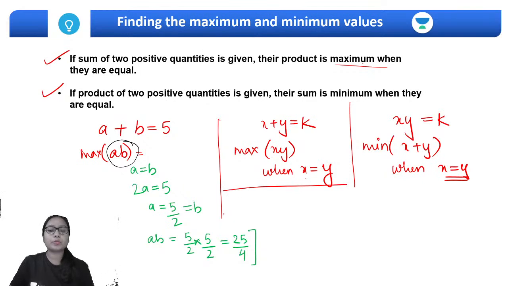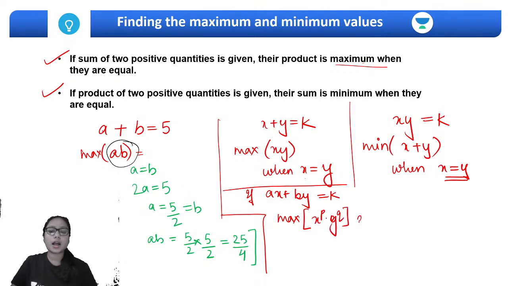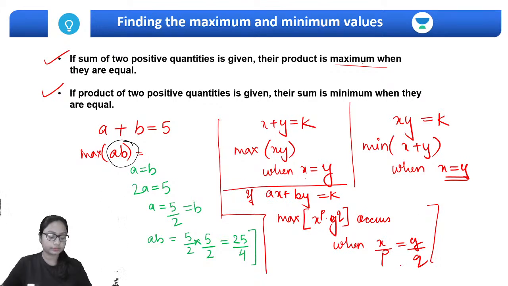So in this result I am going to add one more point. If you have a result that ax plus by is equal to k, some constant, then the maximum value of x raised to the power p into y raised to the power q occurs when x by p is equal to y by q. So this is the result. I didn't want to express this as a result earlier, so you can learn this as a method.